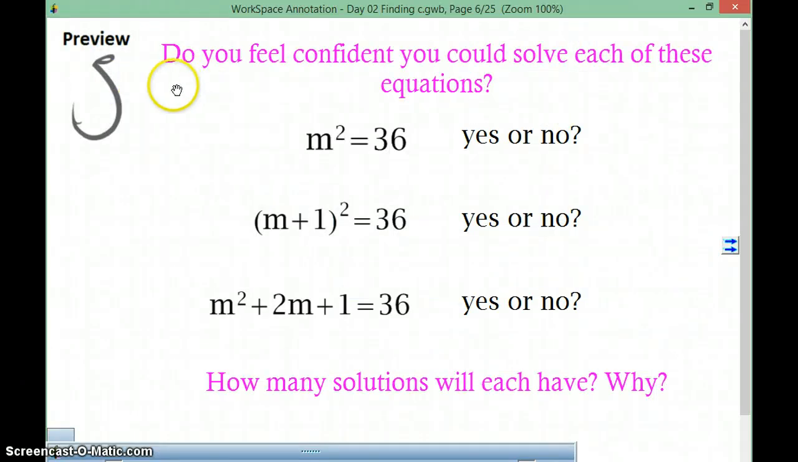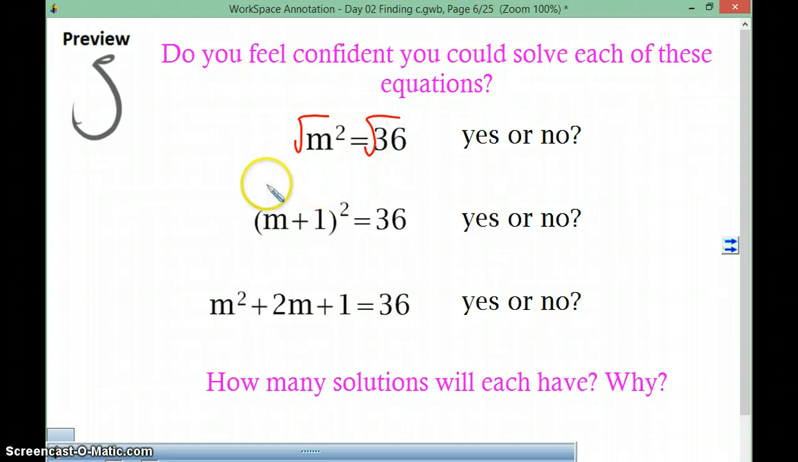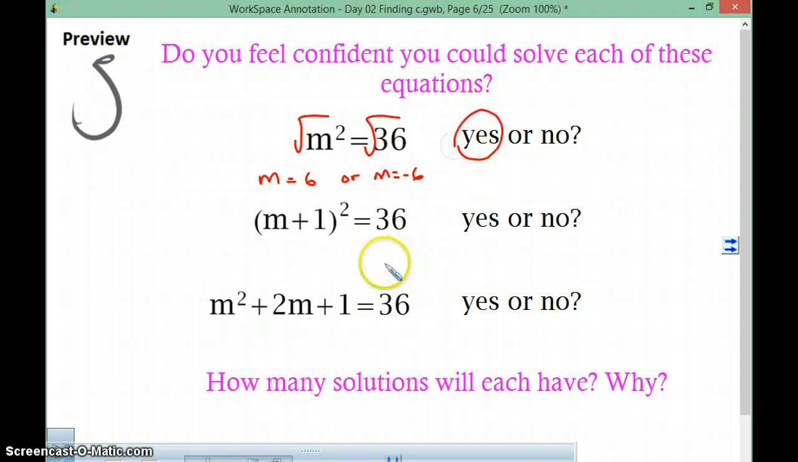Let me ask you the question. Do you feel confident that you could solve each of these equations? Based on last night's homework, could you solve this one? Okay, here's how you do it. You take the square root of this and the square root of this. You end up with m equals 6 or m equals negative 6. Can you do that? I hope yes.